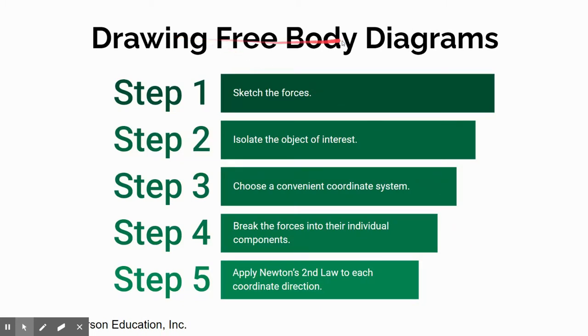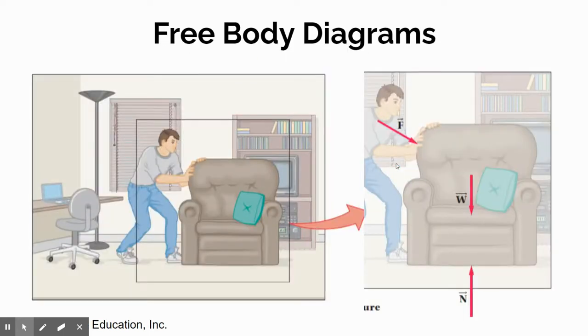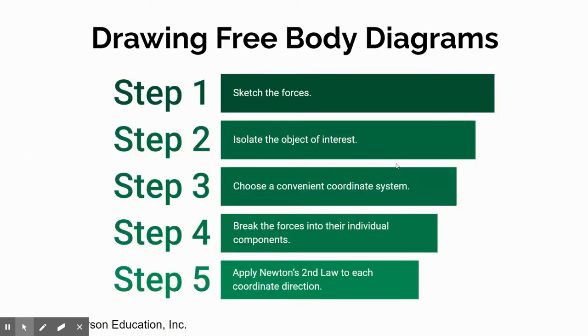So to draw a free body diagram, you're going to go ahead and sketch the forces. And after you sketch the forces, you're going to isolate that object of interest. Because, for example, in the previous slide, we only care about the chair. So you want to ensure that any forces you're drawing are only acting on that object of interest. Then you're going to choose a convenient coordinate system.